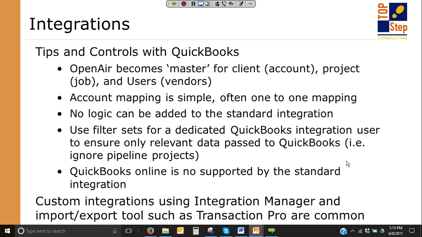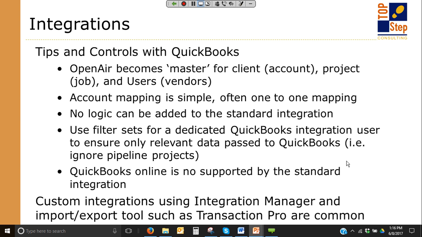But the logic within the standard integration, there is no logic that you can add. You have a few checkbox options on whether you pass payments backwards or forward, whether you roll up charge items by type or not for invoicing, whether you use classes or not. It's very much a checkbox, and I think there's a total of maybe 15 of those checkboxes, and that's it.